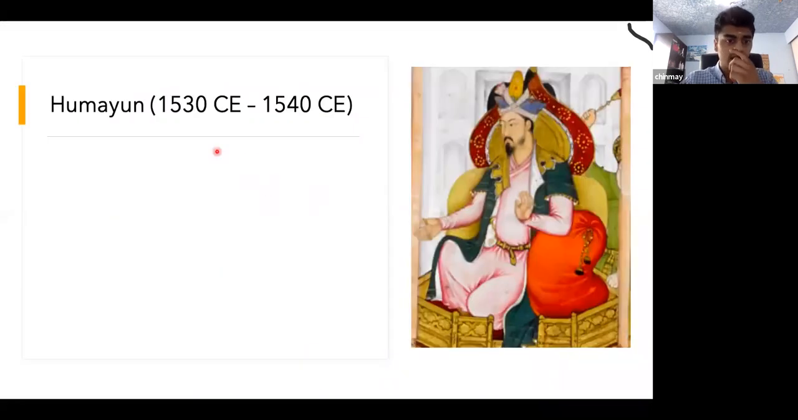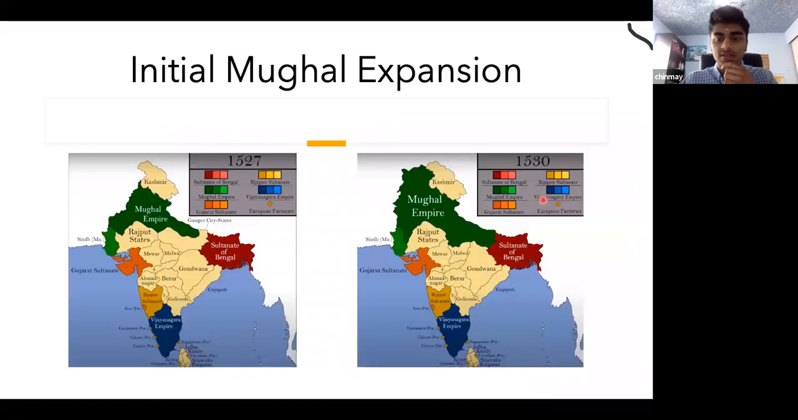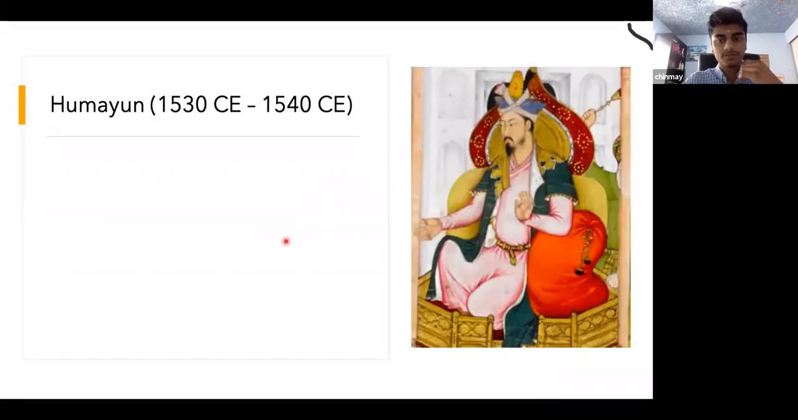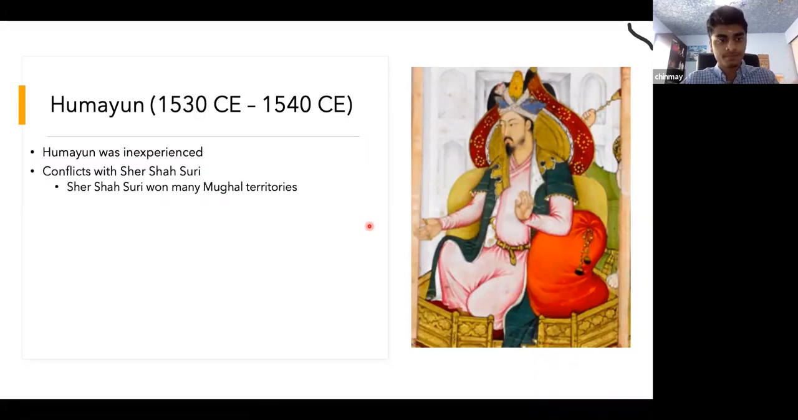But eventually Babur died and in 1530 Humayun took over. So this was the start of the empire. This was the empire that Humayun inherited. And this is another portrait of Humayun. The thing about Humayun is that he was very inexperienced. He was not as experienced as a king of such a large empire should be. And he had conflicts with Sher Shah Suri, a ruler that wanted to take advantage of Humayun's inexperience. During these 10 years of Humayun's rule, Sher Shah Suri won many Mughal territories. He would come and raid, and he ate up the Mughal territories, and Humayun was not able to do much against him.